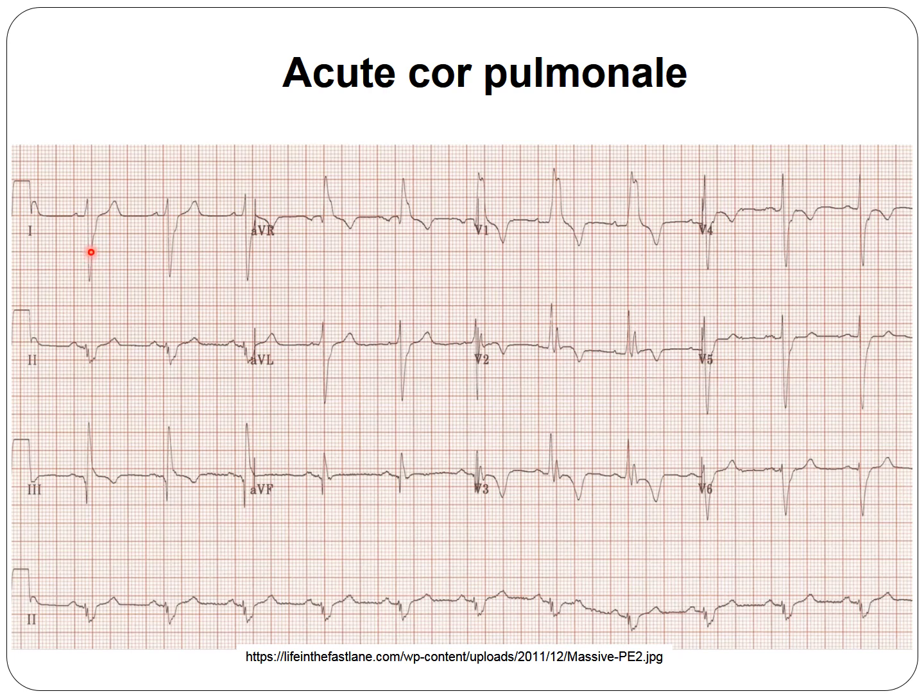Looking at lead number 1, we do have a very deep S wave. In lead number 3, only this lead, we do have this Q wave and a negative T wave. This all represents a pulmonary embolization.